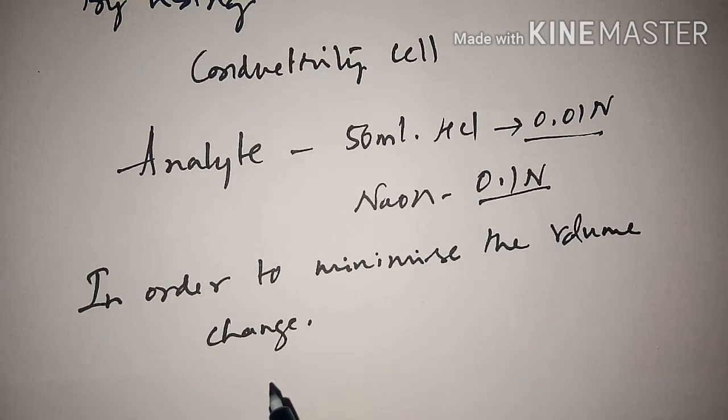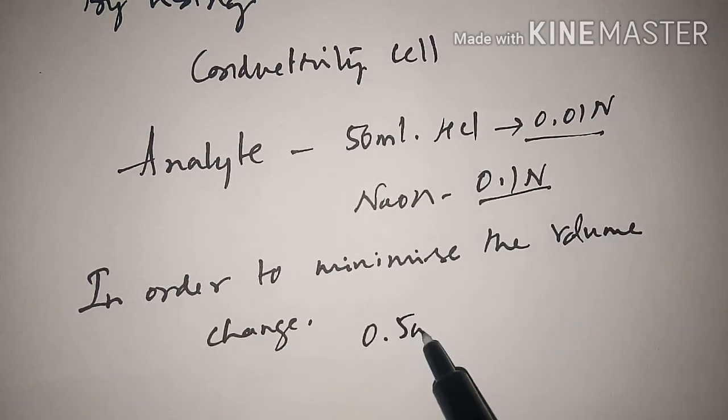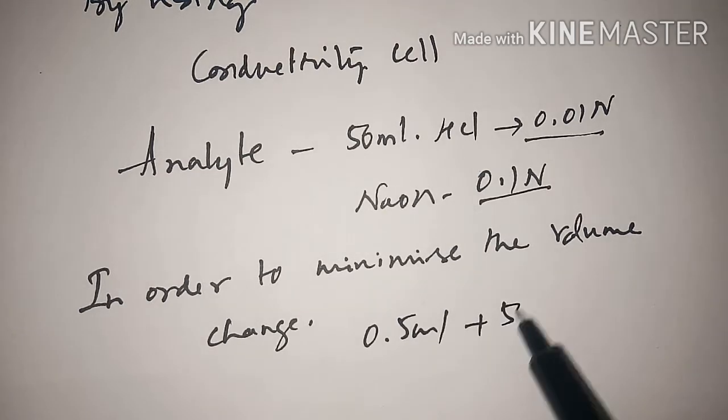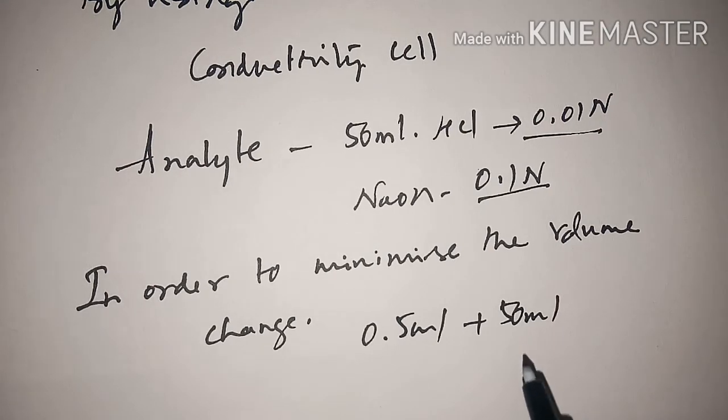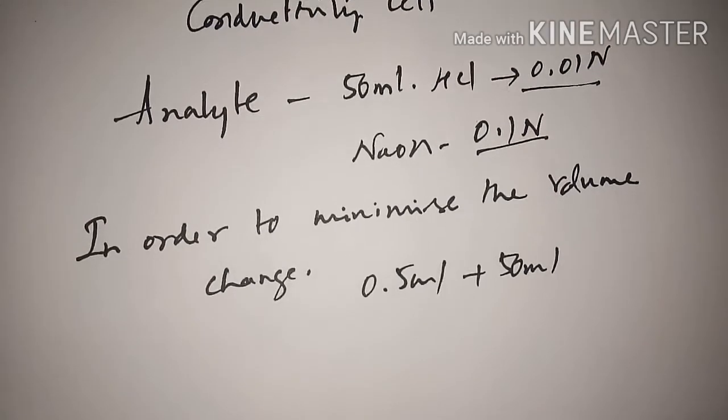That is why, for every increment, we are actually measuring. So maybe the increment is 0.5 ml. Now we are taking 50 ml, so the overall addition is 50.5 ml. In consideration of this 50 ml, the increase of 0.5 ml doesn't affect the conductance. Now we can directly take the observed conductance without doing any mathematical manipulation.